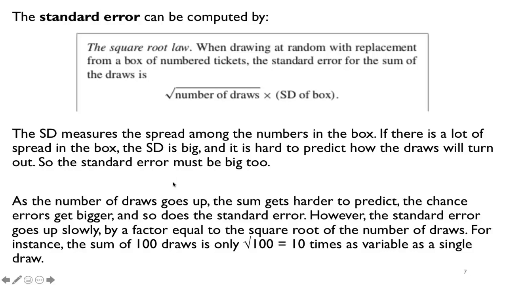However, as we pick more and more tickets, the error goes up not by the full factor of the number of draws that we make, but by only the square root of the number of draws. So that's why it's called the square root law. For example, if I pick 100 tickets versus picking one ticket, the error in the sum only goes up by a factor of 10 and not by a factor of 100.